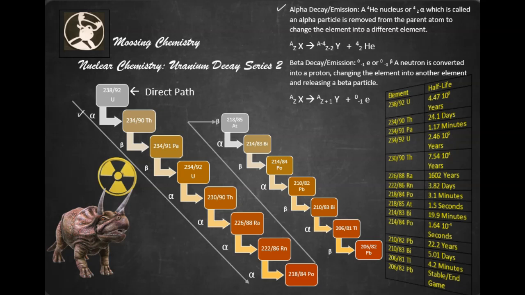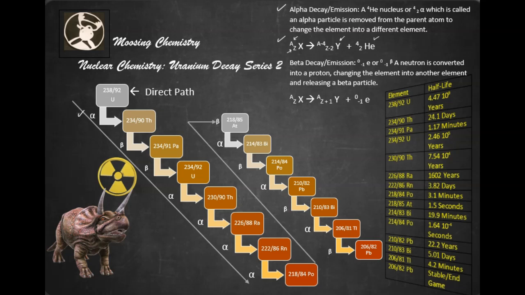We're going to use this formula here: A over Z, X yields A minus 4 over Z minus 2, Y, plus the alpha particle right here. Now, A represents the atomic mass number, the number of protons and neutrons in the nucleus of an atom. Z represents the atomic number, which is the number of protons in the nucleus of an atom. Y would represent our new element. And again, 4 over 2 He is our alpha particle.